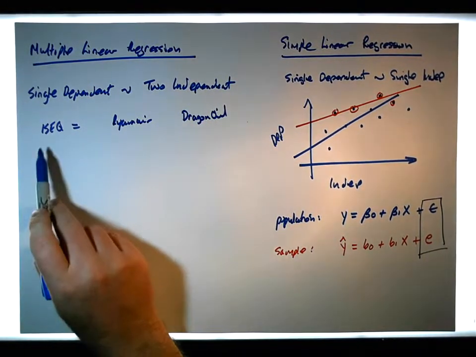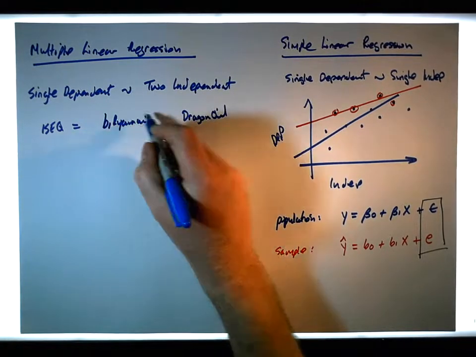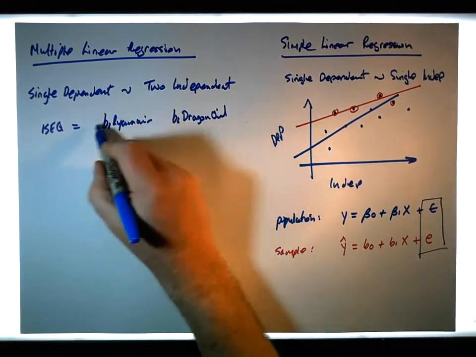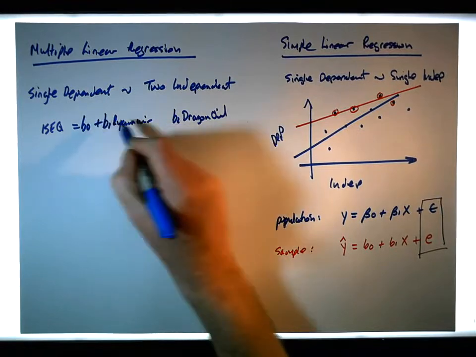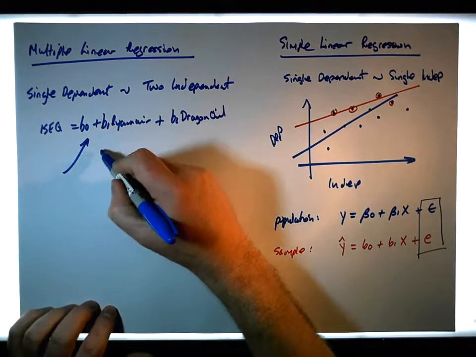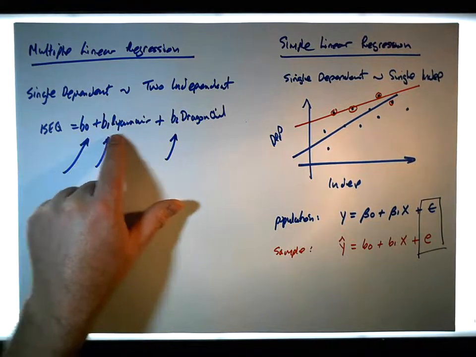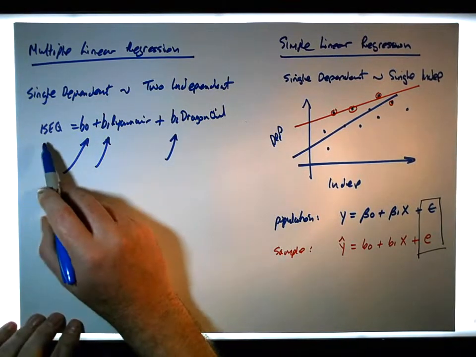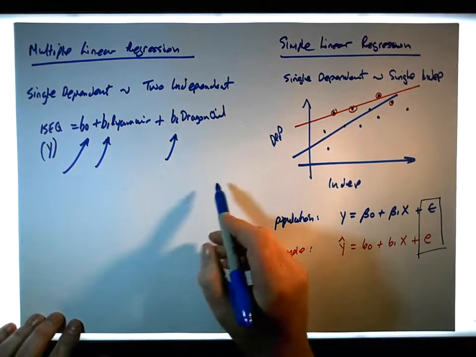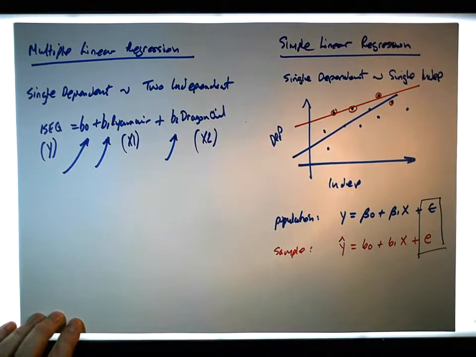And what we're really trying to do is identify what this B1 is and the B2 is here, and what the B0 is, to give us a linear equation. So the question is, how do we calculate these things? How do we calculate B0, B1, and B2 when we know what Y is, we know what X1 is, and we know what X2 is?